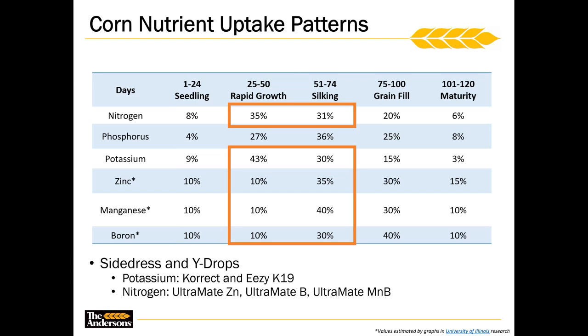So we can still do some influencing on that yield potential, and we can start thinking about protecting the yield that's there with our side dress applications, Y drops, Rain 360s. We'd like to maybe focus in on the potassium applications of a Correct, the K that's in Ultramate, or even a product like our Easy K19. And then on the nitrogen side, it's really about making sure we're protecting that nitrogen with our Ultramate lineup, especially Ultramate zinc.